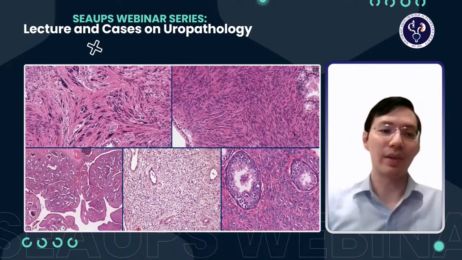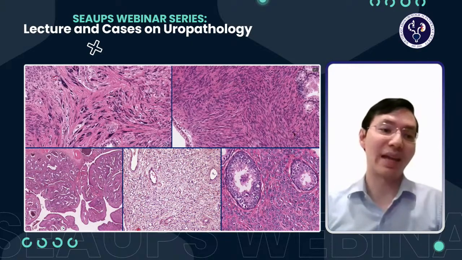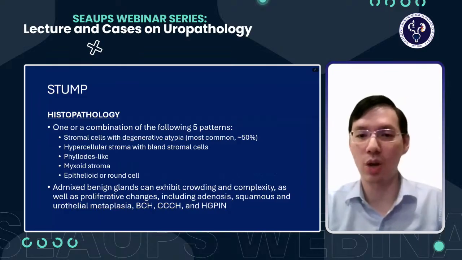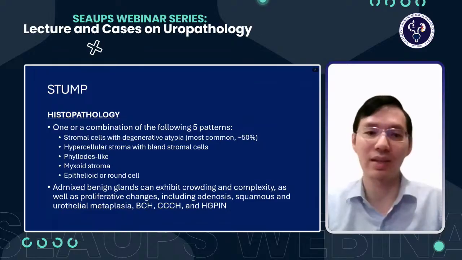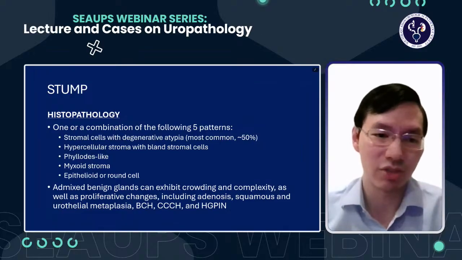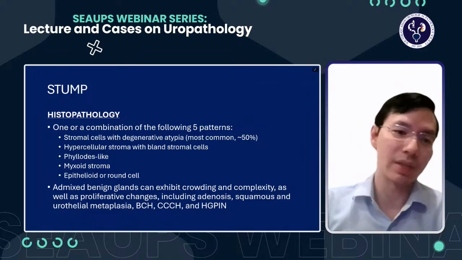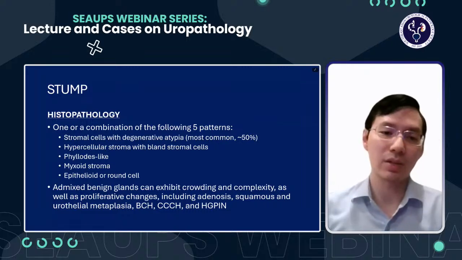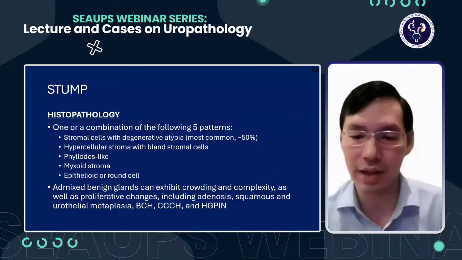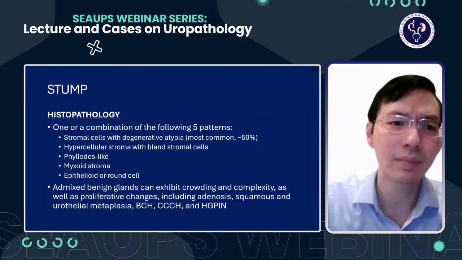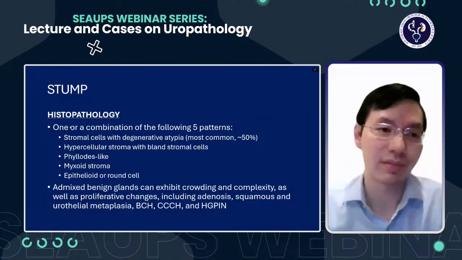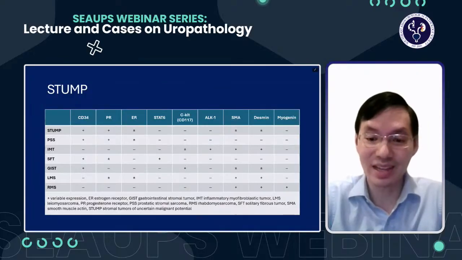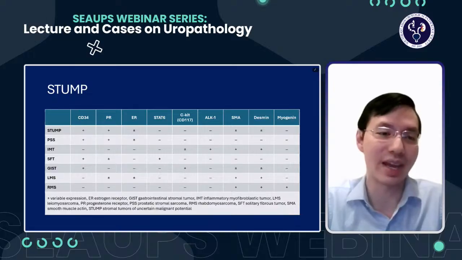And as you know, they can have admixed glands, and these admixed glands are benign, but they can show crowding, complexity, as well as proliferative changes like adenosis, squamous or urothelial metaplasia, basal cell hyperplasia, clear cell cribriform hyperplasia, and even high-grade PIN. And if you want to do some stains, I recommend doing the stains. It's not a tumor that we see every day.